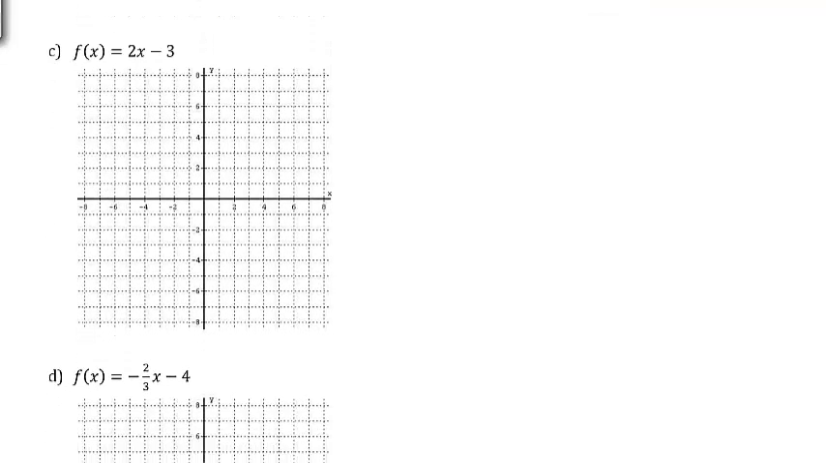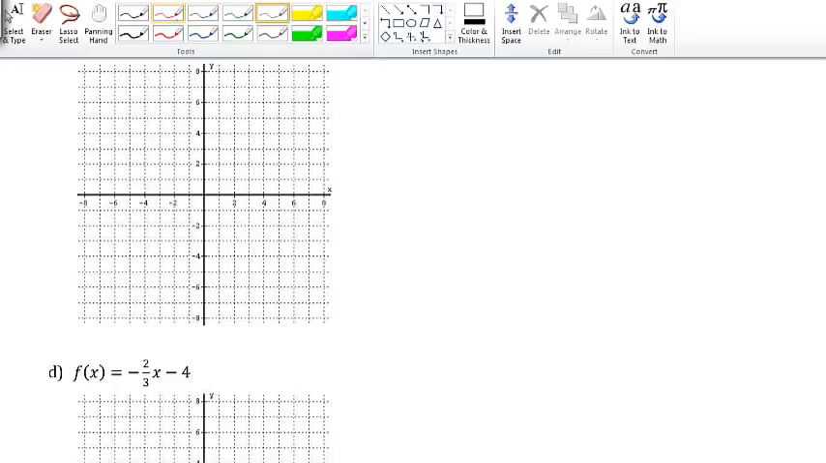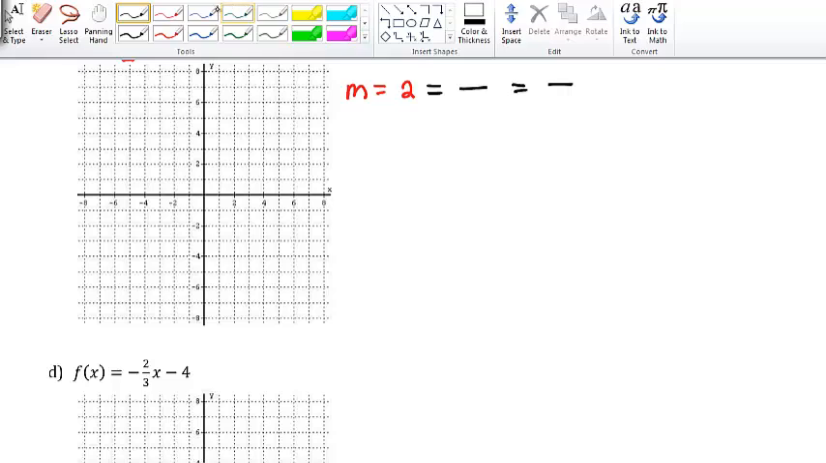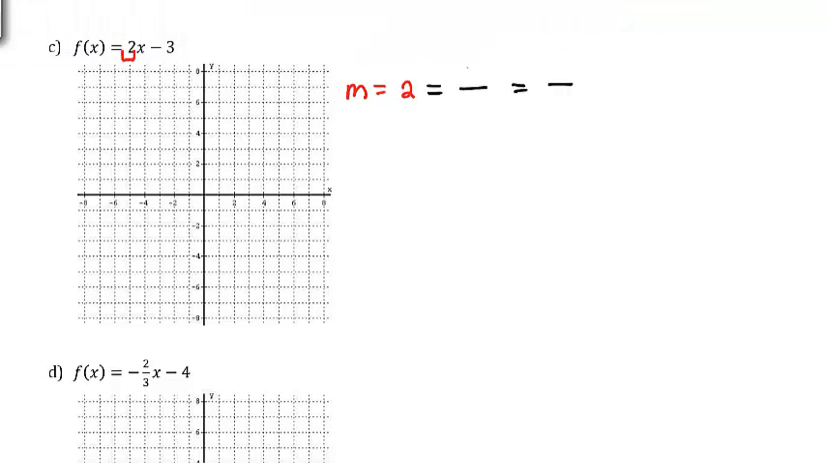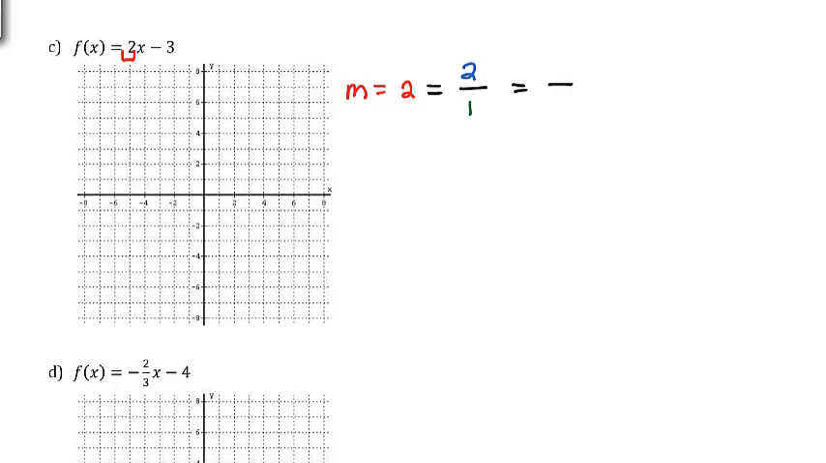In our next example here, we have f of x equals 2x minus 3. And so my slope is always the number in front of x, so my slope this time is 2. We're going to think of that as two different fractions. The first fraction is going to be +2, which is my slope, and I can think of that as being over 1, so 2 over 1.